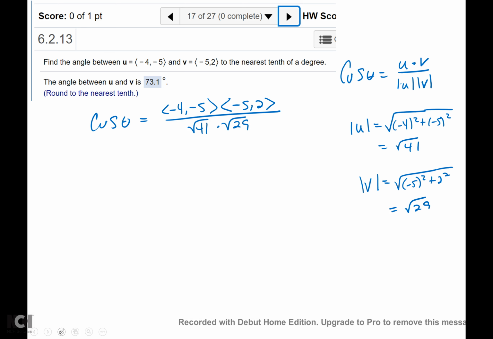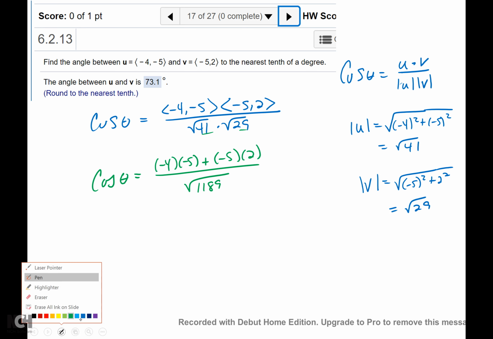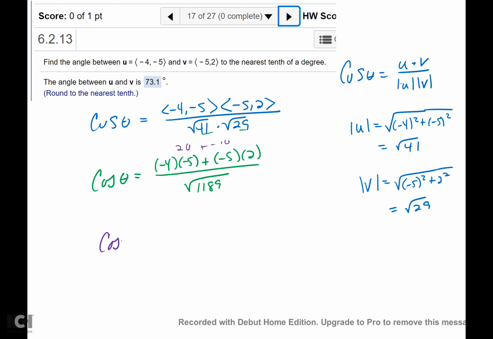On top, I'm going to have cosine theta equals negative 4 times negative 5 plus negative 5 times 2 over the square root of 1189. I just typed 41 times 29. On top, that's going to give me 20 plus a negative 10. So now I have cosine theta equals 10 over the square root of 1189. To undo cosine, I'm going to take the arc cosine, and I get theta equals 73.1 degrees. There you go.